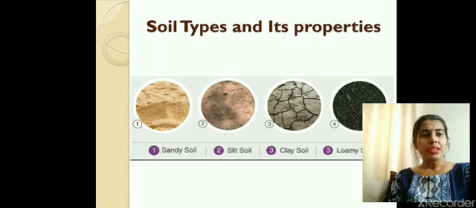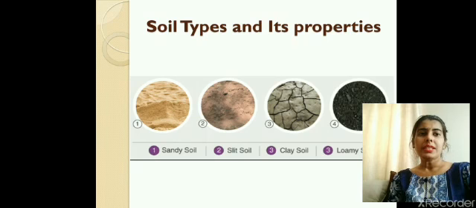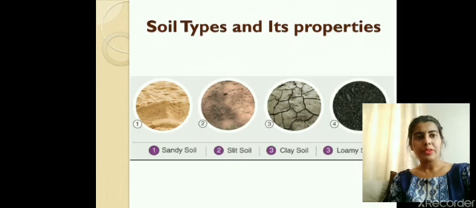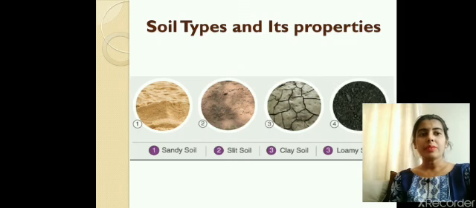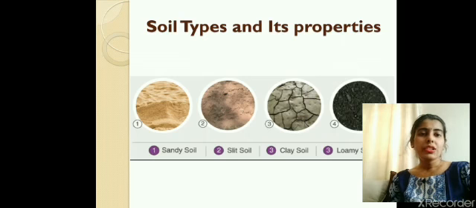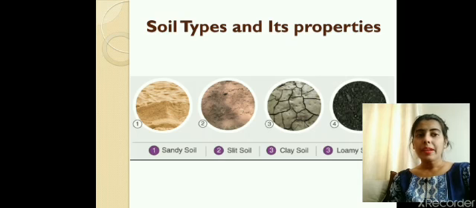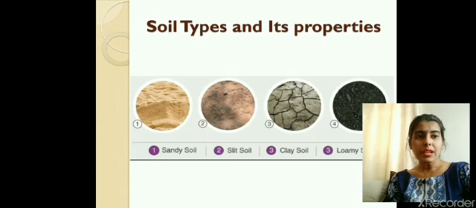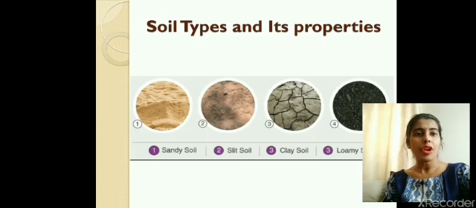Soil can be majorly classified into four different types, that is sandy soil, silt soil, clay soil, and loamy soil. Now here, what is the difference between these soils? These soils are basically derived from different types of rocks, and they differ in their particle size. Depending upon the size of the particle, the amount of minerals and the amount of organic matter present in it, they show different types of properties.